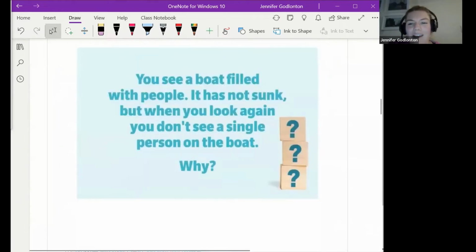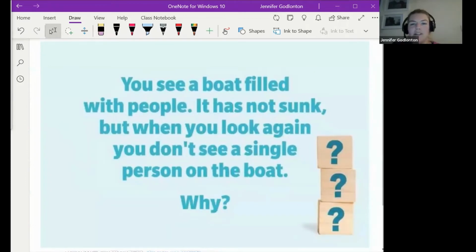Okay, so the brain break for today is: you see a boat, it's filled with people. It has not sunk, but when you look away from the boat and then look at the boat again, you don't see a single person on the boat. Why? Don't you dare Google the answer.